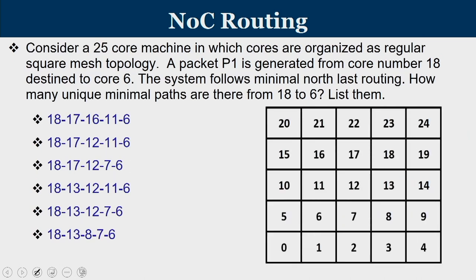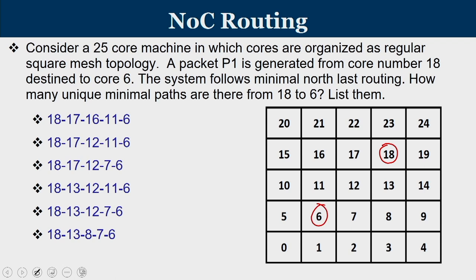Consider a 25 core machine in which cores are organized as regular square mesh topology. A packet P1 is generated from core number 18, destined to core number 6. The system follows minimal north last routing. How many unique minimal paths are there from 18 to 6? So, I am talking about a packet that starts from 18 to 6 in a 5x5 mesh interconnect.